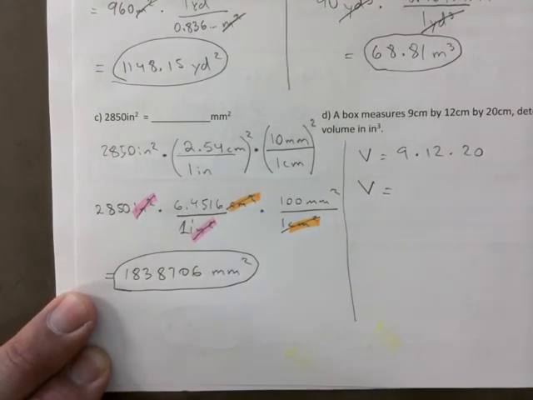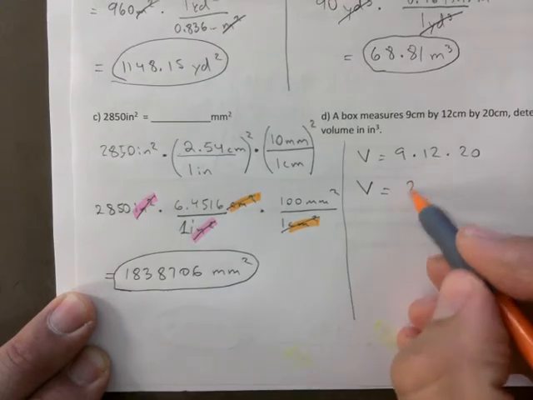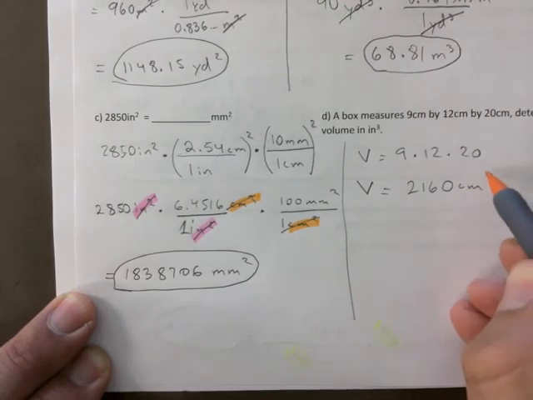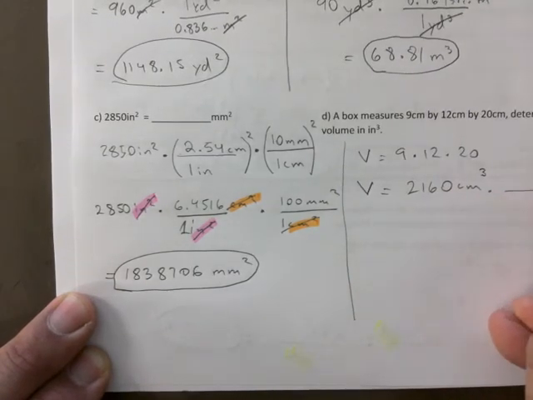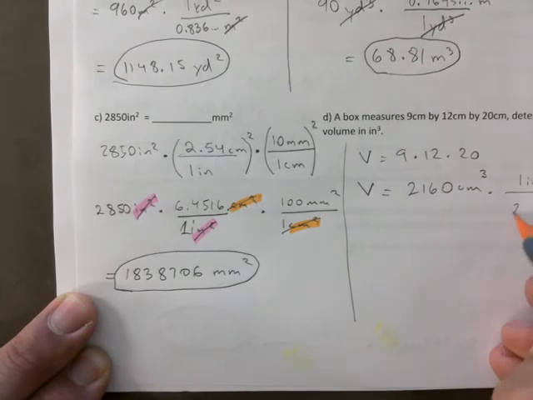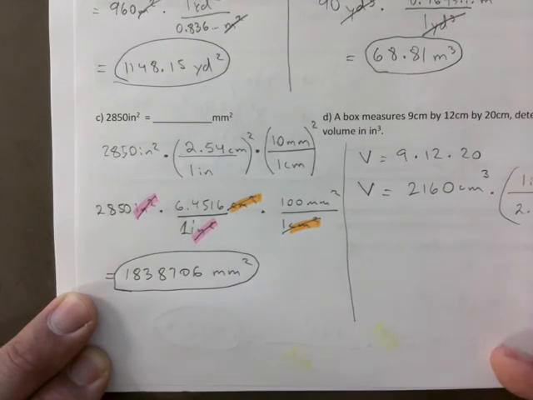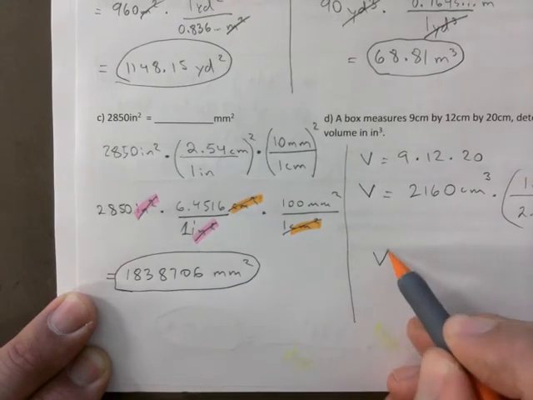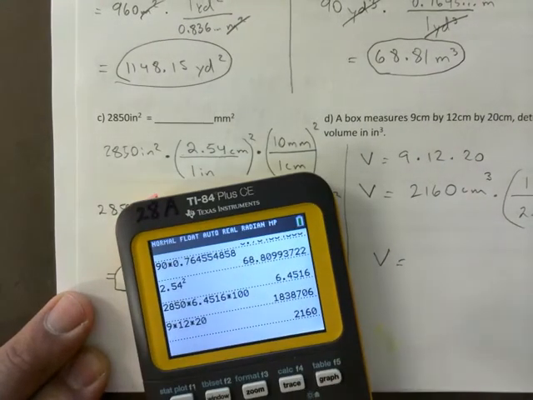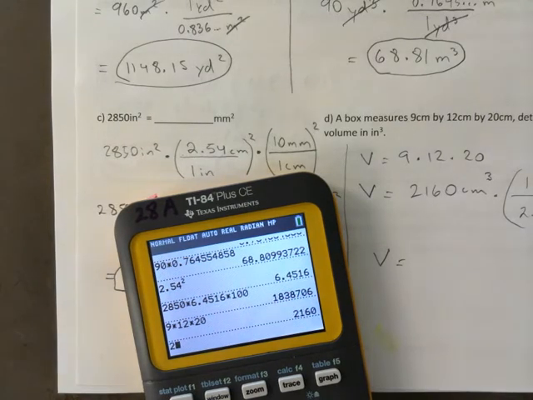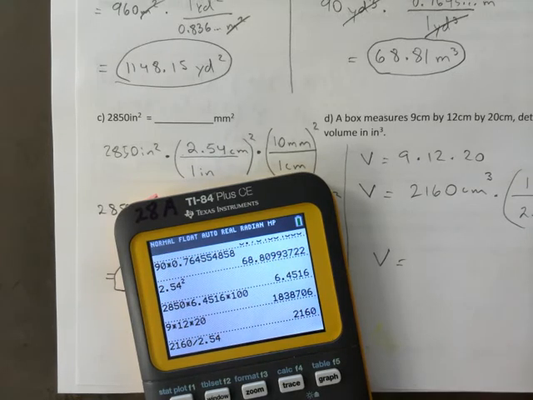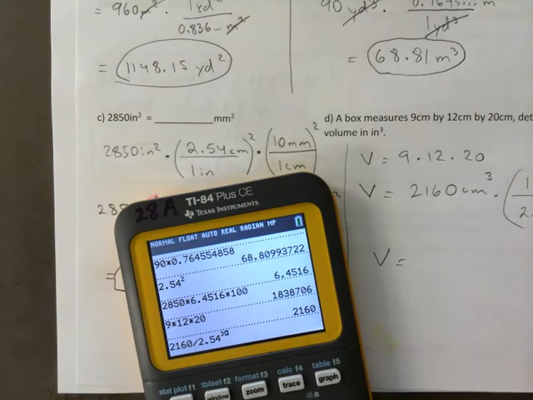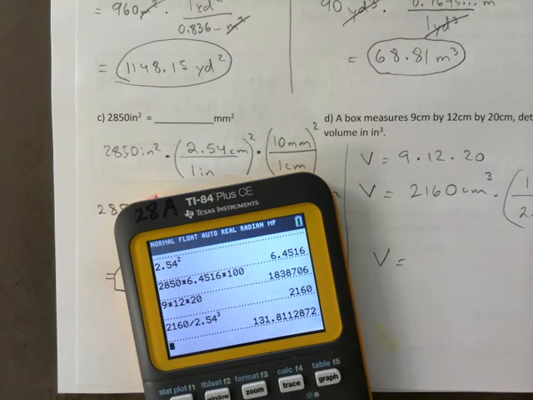So that would be 2160. Centimeters what? Cube, right? And I need to convert it. So I'm going to go times 1 inch has 2.54 centimeters. I need to cube this, and I will allow you to skip this step down the road. So if you just want to go 2160 divided by 2.54 cubed, correct? If you want to do it that way, you have to be careful, but it can be done.